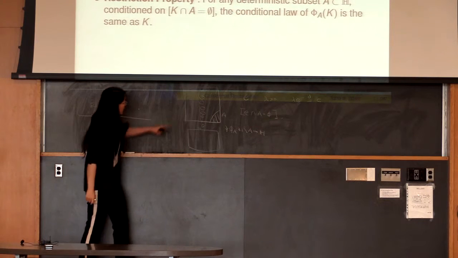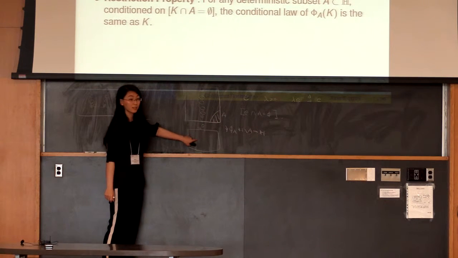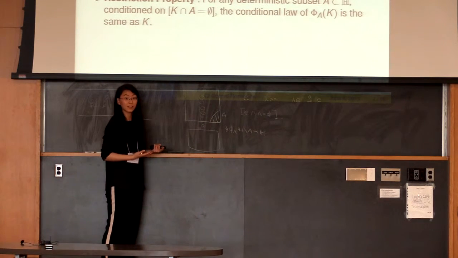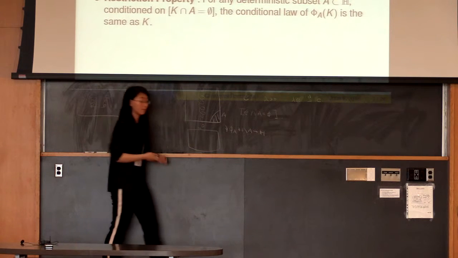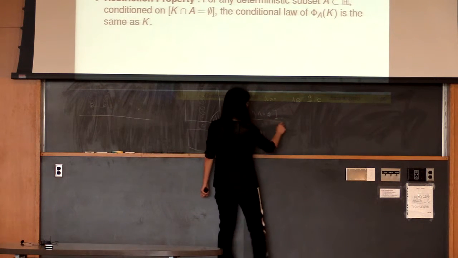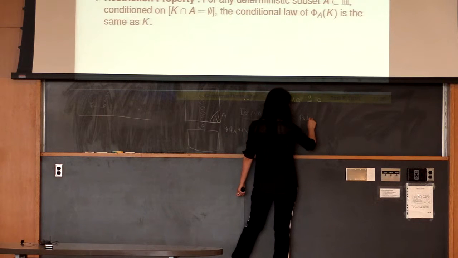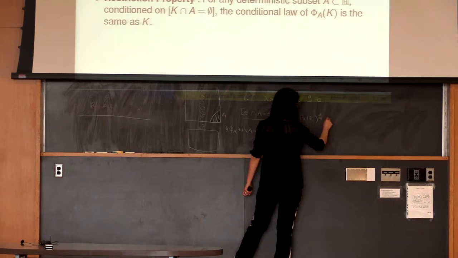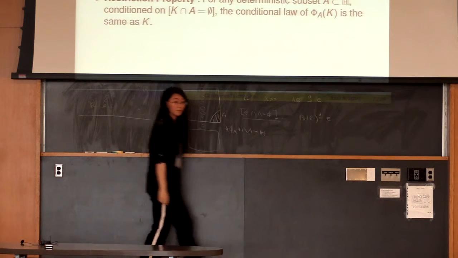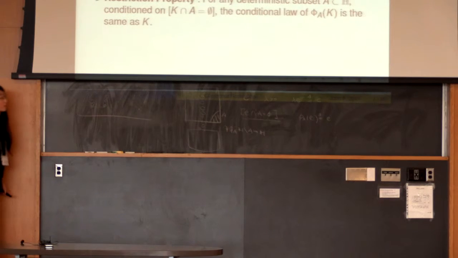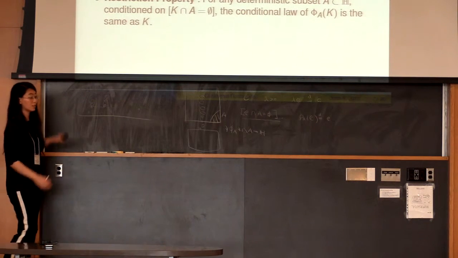And then the image of this excursion under this conformal map has exactly the same law as the Brownian excursion in the upper half plane. So conditioned on this event, phi A of E has the same law as itself. This is called the restriction property of Brownian excursion. And our motivation for conformal restriction comes from here.